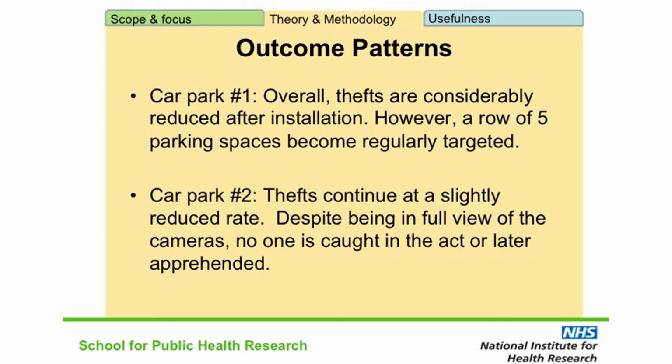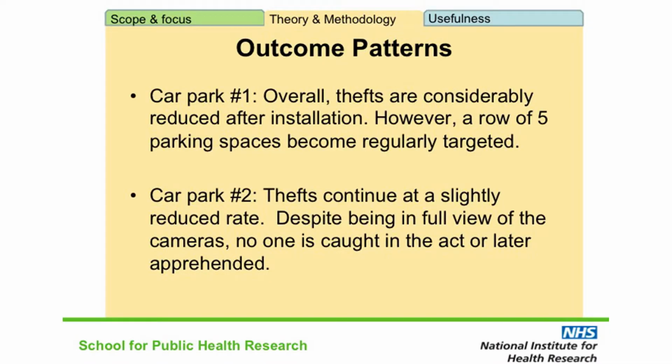So in car park number 1, overall thefts are considerably down, but there's a row of 5 cars that are regularly targeted. Now if you're looking at this as an outcome evaluation, you'd say that the introduction of the cameras has reduced the level of crime to an acceptable level, and it's been a success. Whereas if you understand the context and you're understanding the mechanisms of how the implementation is supposed to work, then you can start to understand that perhaps this row of 5 parking spaces aren't covered by the cameras. The people who are burgling from the cars know that the cameras don't cover these cars, and so crime carries on in this specific location.